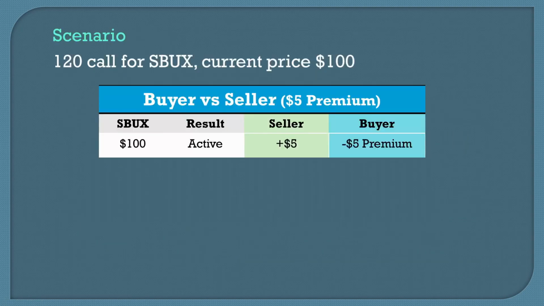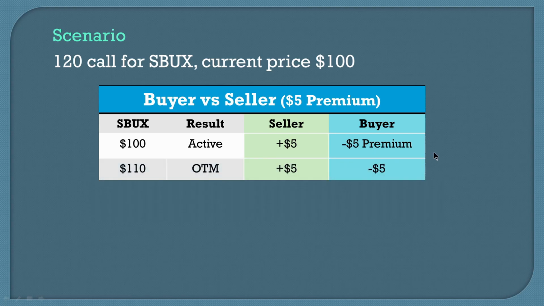Let's look at a scenario to better understand this. In this scenario, we will look at the 120 call option for Starbucks and see how it affects the buyer and seller as the price of Starbucks changes. The current price of Starbucks is $100 and the premium to buy this 120 call option is $5. At the start, this option has not expired, so it is still active. The seller is currently positive, up $5 on the premium collected when he sold this option, whereas the buyer is currently down $5 as he paid $5 for this option.